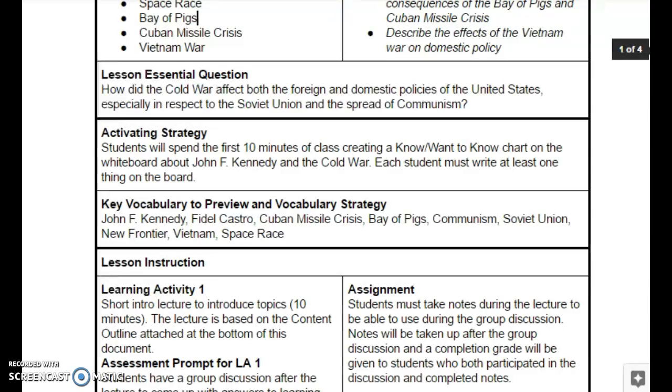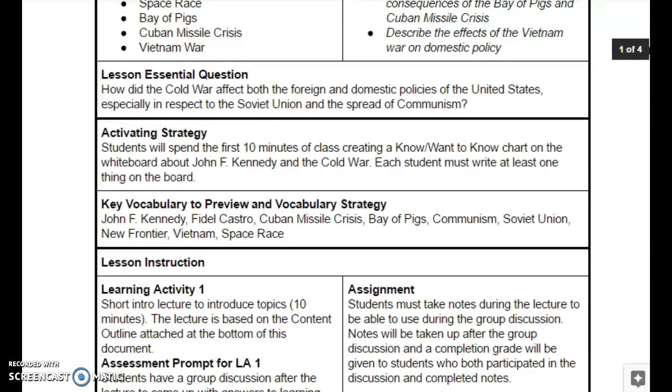And this way, students who know something about Kennedy or the Cold War will be able to write on the left side of the board at least one fact that they might know, basically saying like, oh, I know in the middle of the Cold War there was the space race and there was Sputnik. And then if they've heard something about the Cold War but they don't know a whole lot about it, they'll be able to write on the want to know right side of the chart.